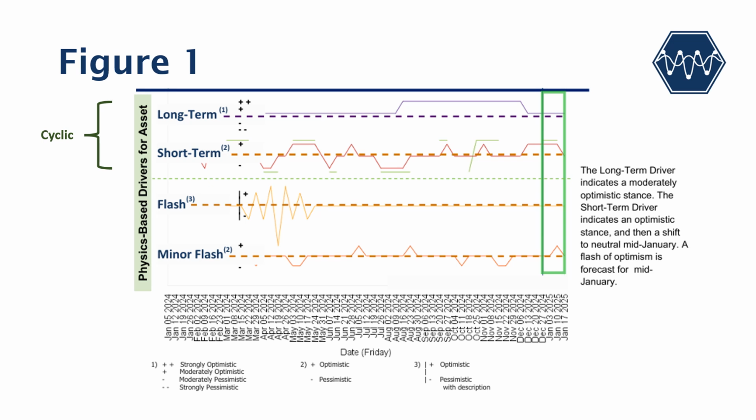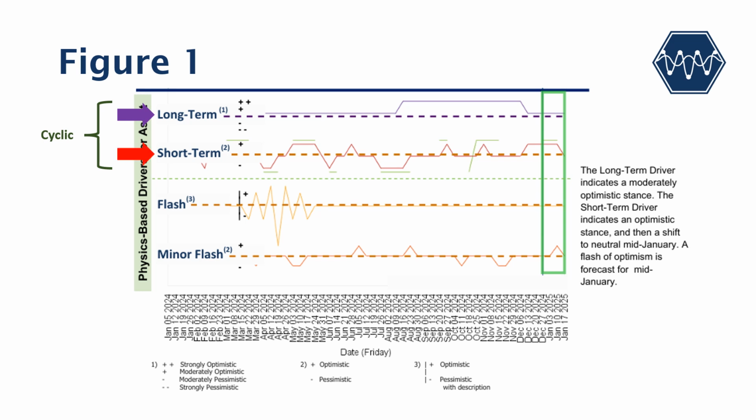The long-term driver, shown as the purple line, highlights shifts in naturally occurring sentiment that don't happen very often. The periods between the shifts last anywhere from about 3 months to 2 years and reflect long-term trends in naturally occurring sentiment. We currently show 4 different conditions for this driver, ranging from strongly optimistic marked by 2+ signs to strongly pessimistic marked by 2- signs.